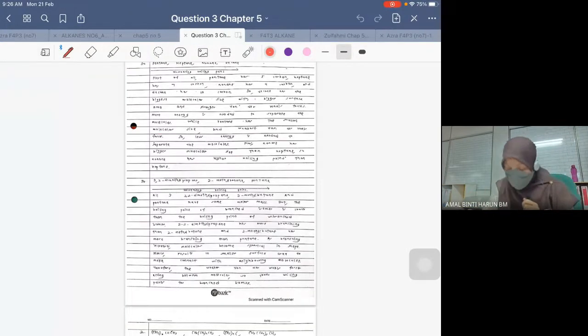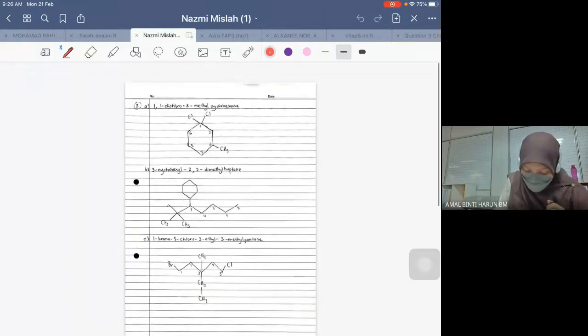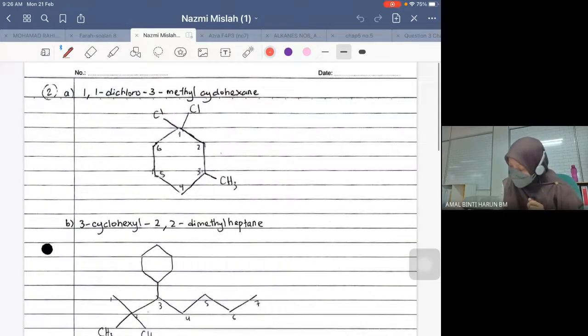Okay, we move to question number 2. Number 2 siapa? Nazmi. Number 2, draw the structural formula for each of the following. So we need to draw 1,1-dichloro. So ni lebih penting lah daripada you naming tadi kan. Sebab kalau drawing you kena betul sebab akan buat reaction. Kalau naming, at least satu salah, satu je lah markah hilang. Kalau naming, kalau drawing ni salah, the whole equation akan salah.